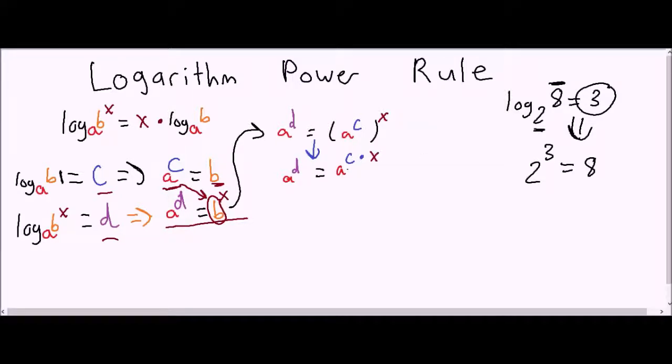Now, how do we move on from here? Well, given that we have two exponents and they have the same base, I can say that d is equal to c times x.